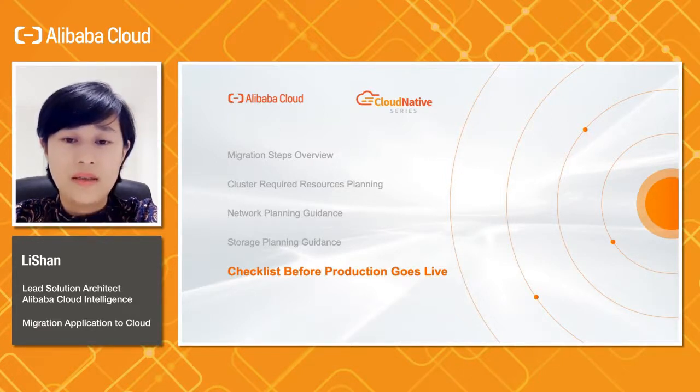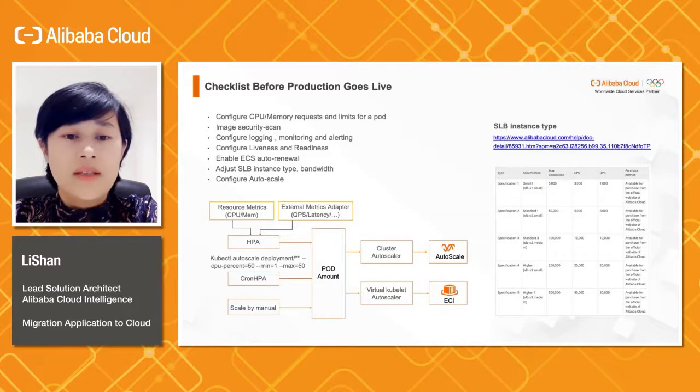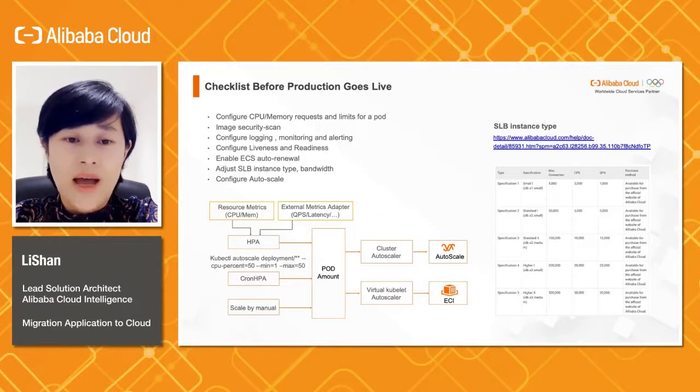So far, we talked about how to calculate resource capacity, and how to select a network and storage. Next, let's see the checklist before production goes live. Firstly, we should configure CPU and memory requests and limits in a pod. That will avoid the error of over-scheduling pods on a node. Enable image security scan in ACR container registry. That protects your base images from security risks.